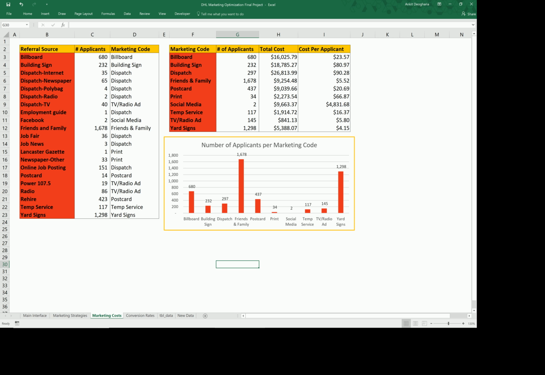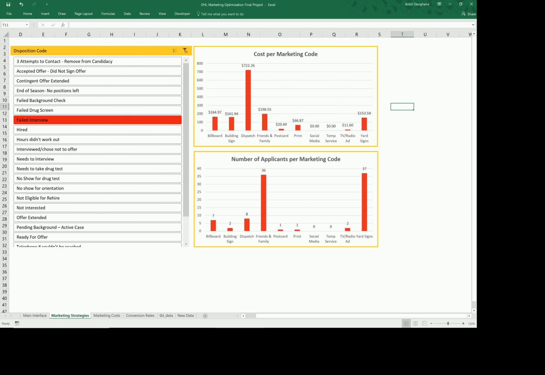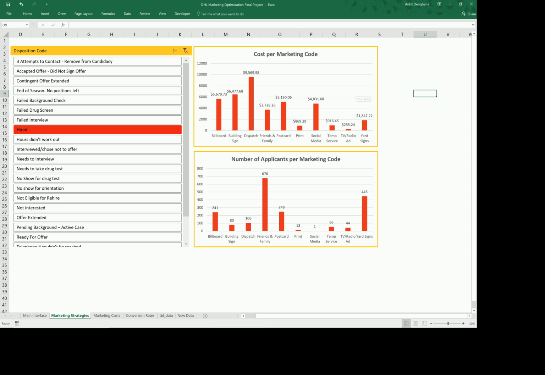The next sheet that I would like to demonstrate is the marketing strategies. This sheet allows us to slice through the disposition codes, what stage in the hiring process they made it to, and view data about them in the form of these graphs. So as you can see here, when I click the hired button, the graphs then summarize all of the data on applicants that were successfully hired through DHL.